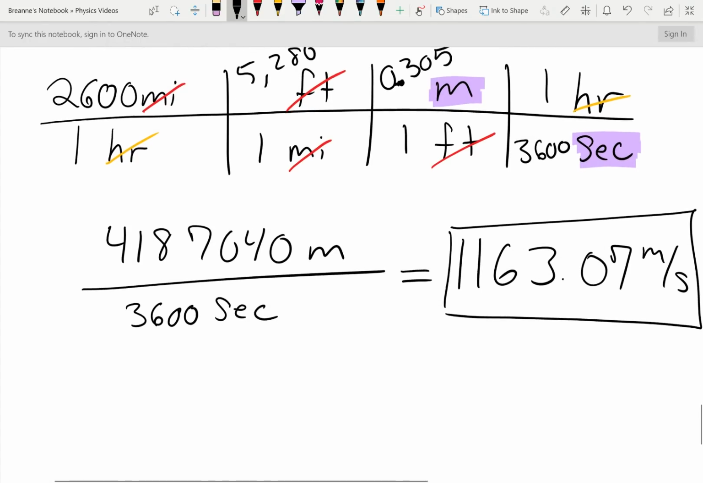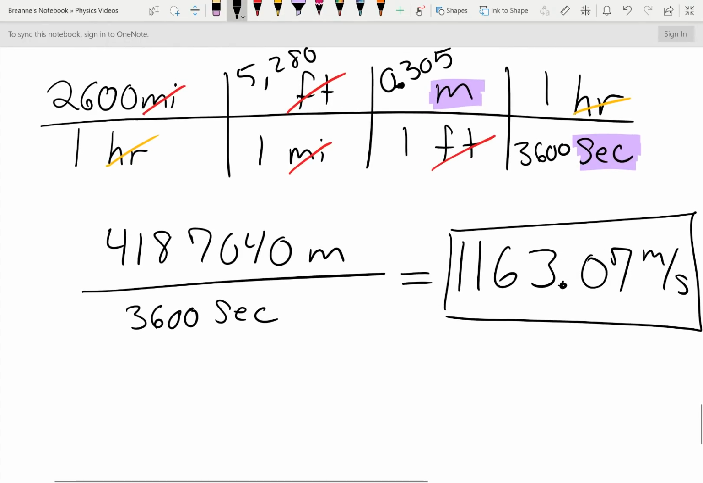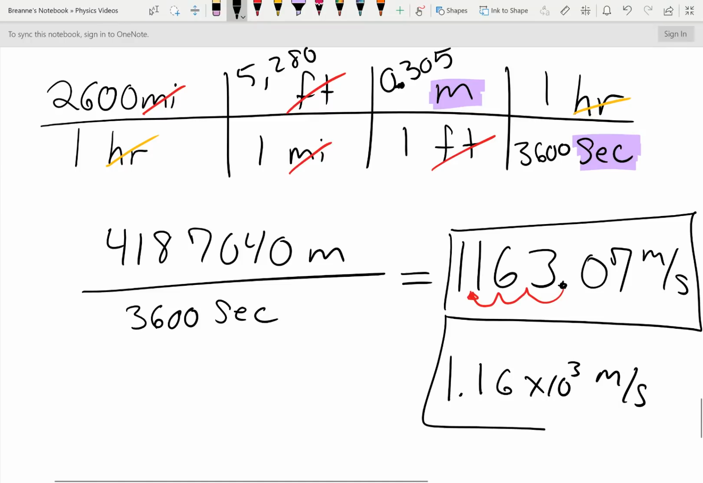If you want to put that into scientific notation, we want one number in front of the decimal. So we move it 1, 2, 3, 4 times. So you get an answer of 1.16 times 10 to the 4 meters per second.